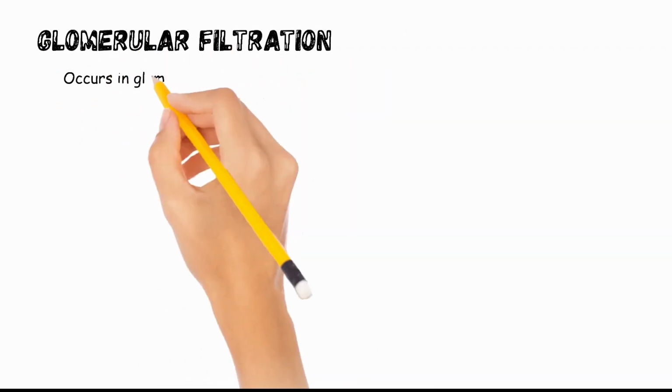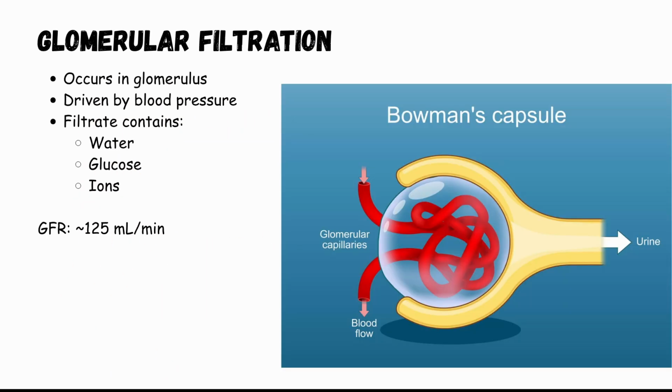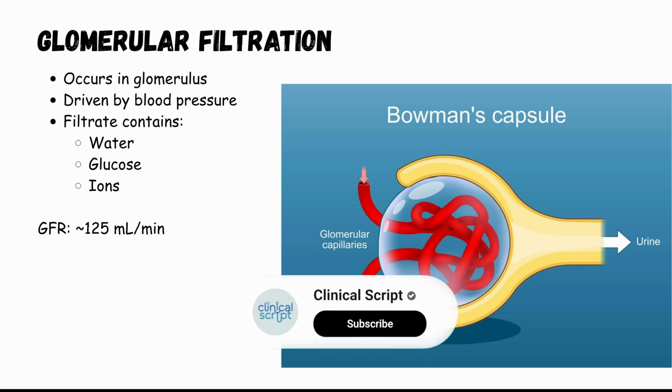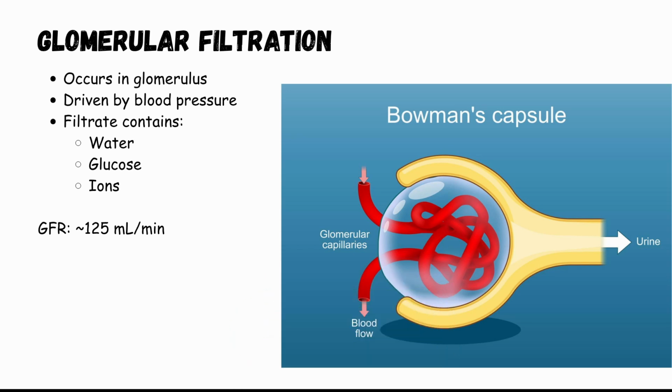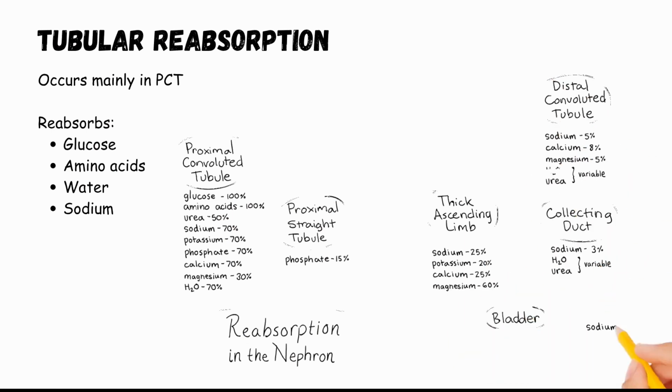This is the first step and occurs in the glomerulus. Blood pressure forces plasma into Bowman's capsule, forming filtrate. This filtrate contains water, glucose, amino acids, electrolytes. The GFR, or glomerular filtration rate, is about 125 milliliters per minute, which is an important clinical indicator of kidney function.